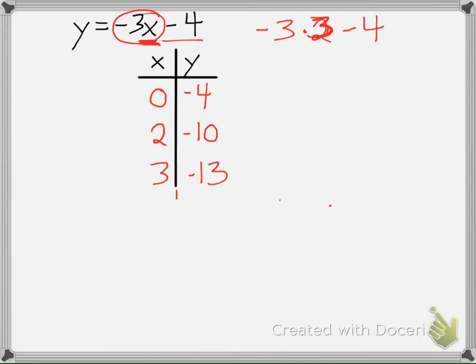If you did 2, then the y is negative 10. If you did negative 2, would the y be 10? No. Let's do -2 here. We'll do one more value just so we see. So if I do -2, then I have -3 times x, which is -2, minus 4. Multiplication comes first, so -3 times -2 is positive 6, and 6 minus 4 is 2.